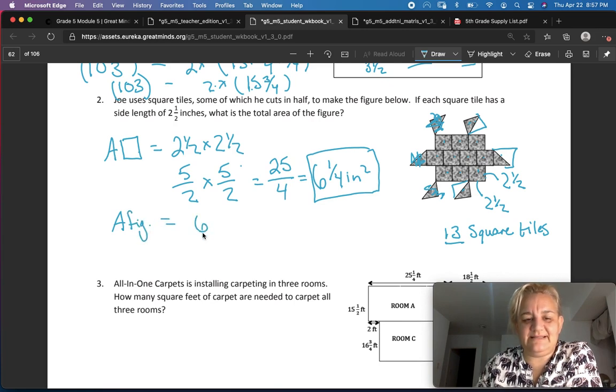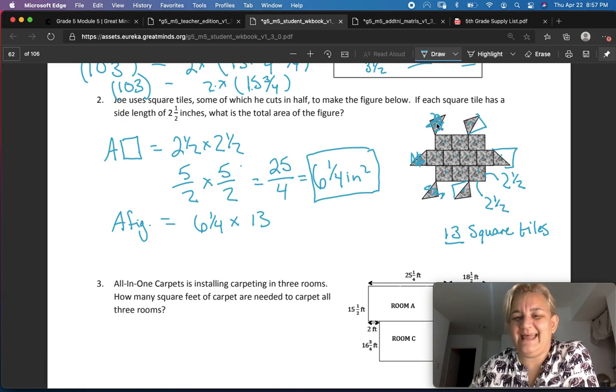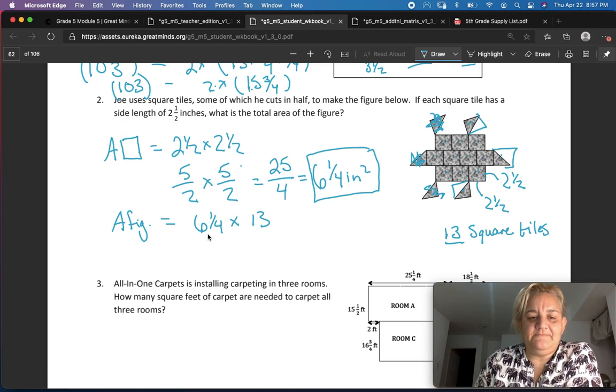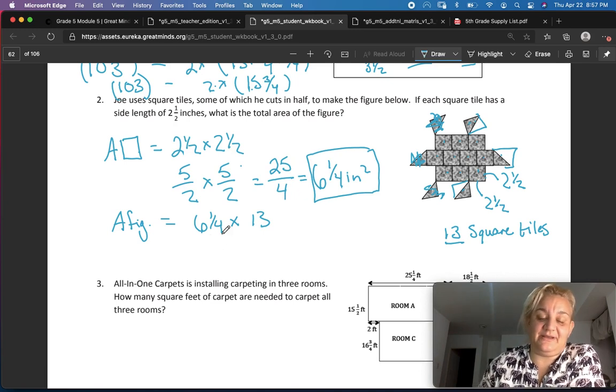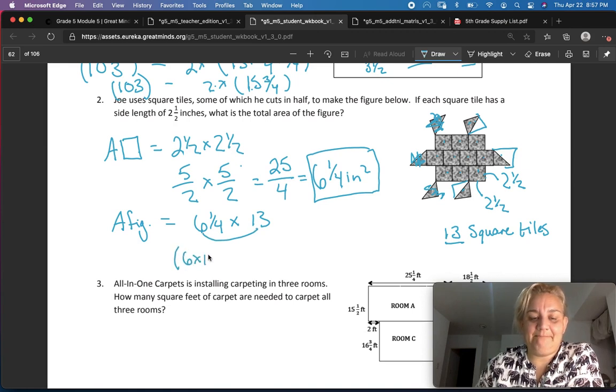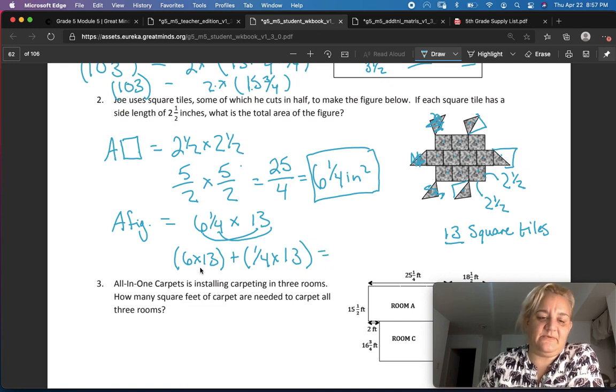And that's going to be 6 1/4 times 13. And we said there were 13 because there's 13 rectangles, and we crossed off those 3 and we drew them onto these 3 so that we can see that they're full rectangles, squares. Squares are rectangles, okay? So now I am going to go back to my distributive property. 6 times 13 plus 1/4 times 13, okay, equals, what does that equal?